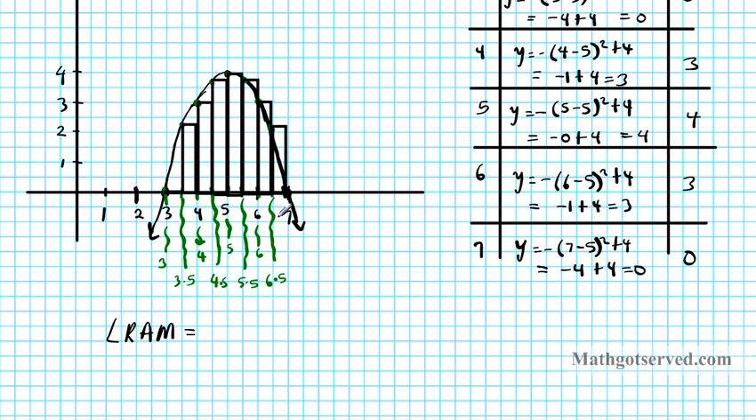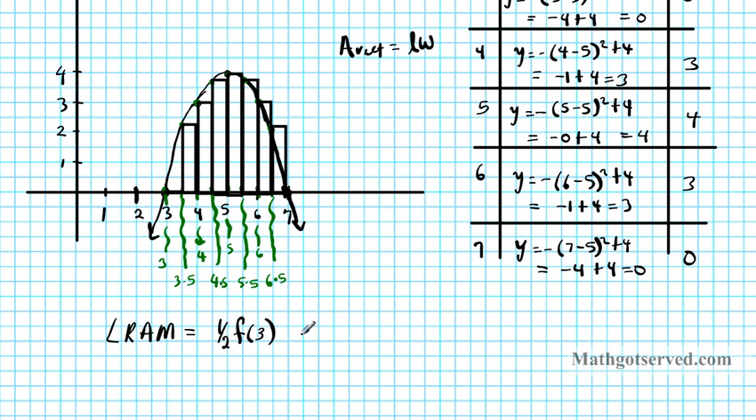Okay, so we know that the area of a rectangle is length times width, right? Length times width. So the first rectangle, the width is 1/2. Remember, all the widths are 1/2, and the height is going to be f of the left endpoint, f of 3. Okay? Plus, move on to the next one.